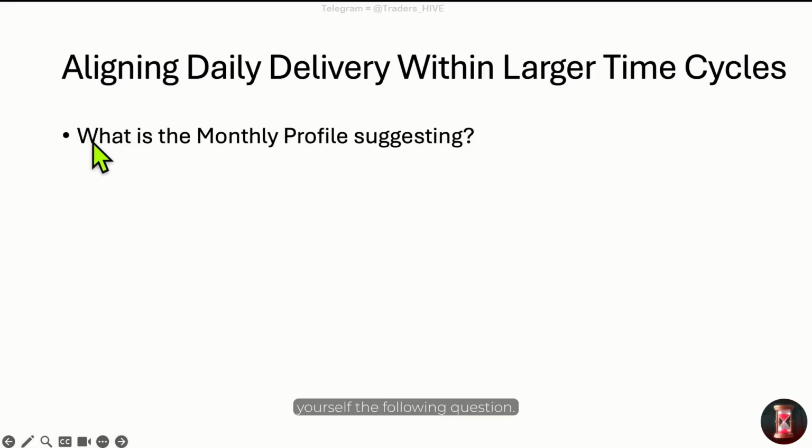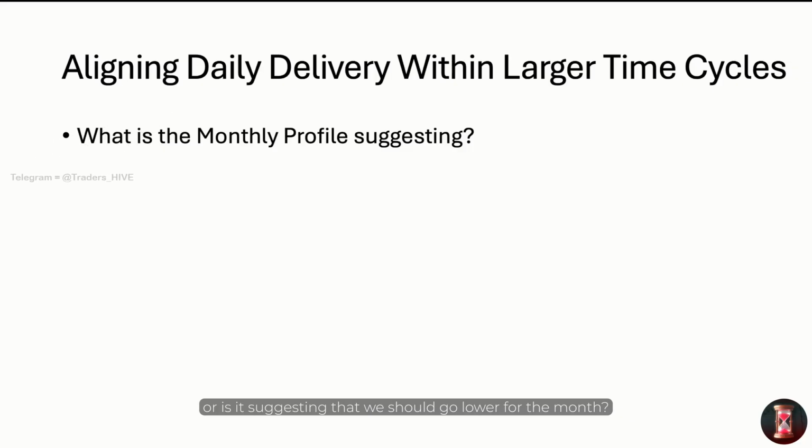Aligning daily delivery within larger time cycles. You might be looking at this header and wondering, what does this mean? Let me explain. First of all, you need to ask yourself the following question. What is the monthly profile suggesting? Is the monthly profile suggesting that we should go higher for the month? Or is it suggesting that we should go lower for the month?